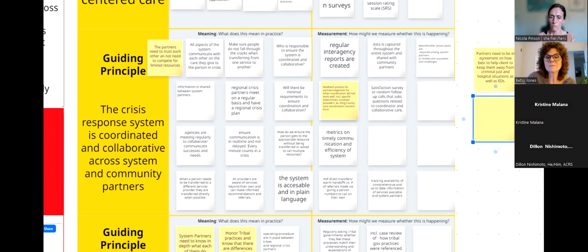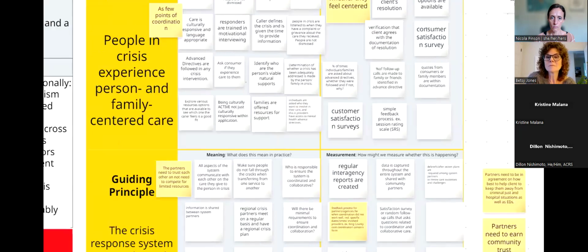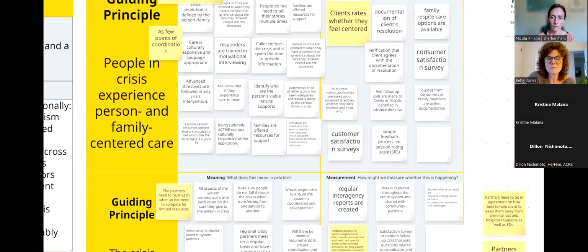I did just add one to the top guiding principle here. I don't think I saw this, but some documentation or verification that the client agrees with the resolution, or they understand the resolution. In a lot of cases, I've seen, just in customer service in general, people close out something and say it's done, and the customer might not be actually happy with the resolution that's being provided or not agree with it. Thank you, Dylan.